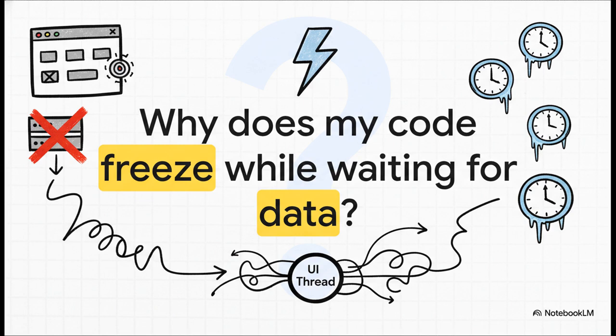You tell your app to go get some data from a server, right? And then, boom, everything just freezes. The whole user interface locks up, your buttons stop working, the app just feels totally broken. So why on earth does that happen?